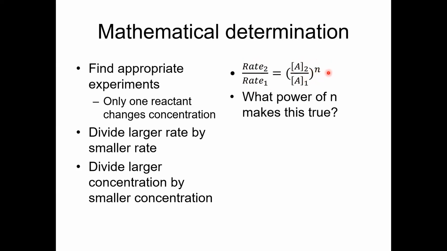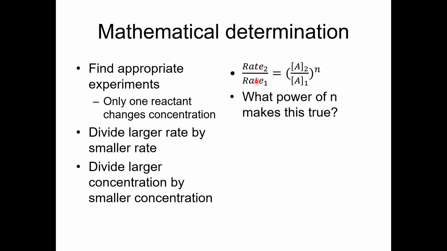And really, it's easiest to just kind of eyeball this. So what would make this true? What power of n makes this true? Now, we're only going to look at 0, first, and second order, so you really only have 3 things that you can try. It is possible to have higher orders like 3, to have half, or to even have negative if you have an inhibitor involved. But we'll just look at these 3 cases. And so you can really just try each of those and see which makes sense.